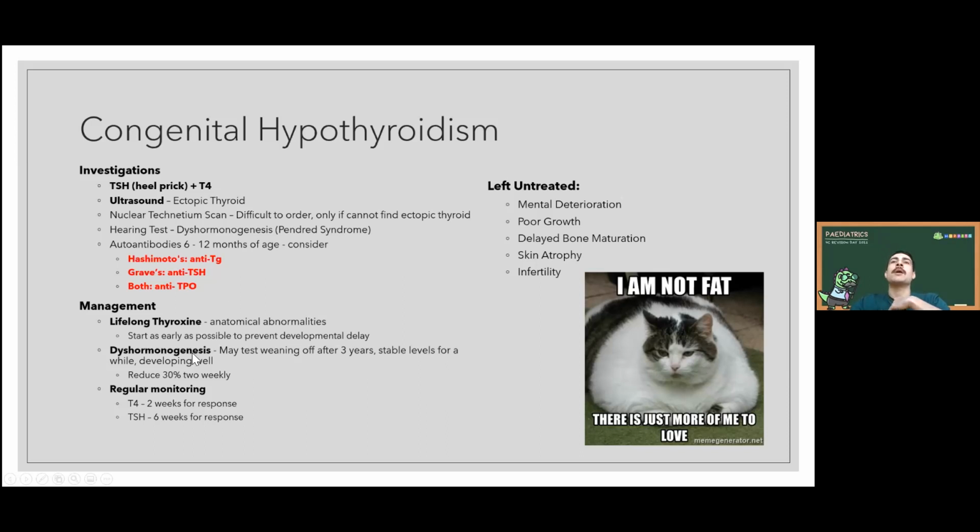For management, if it's dysgenesis, they're usually on lifelong thyroxine, but you've got to start them as early as possible to stop developmental delay. And with dyshormonogenesis, they may be able to be weaned off over time because they'll be able to develop the enzymes to make thyroid hormone. And then regular monitoring. So when you give them thyroxine, your T4 will respond in around 2 weeks' time and your TSH will respond around 6 weeks' time. So they usually monitor at 3 to 4 months.